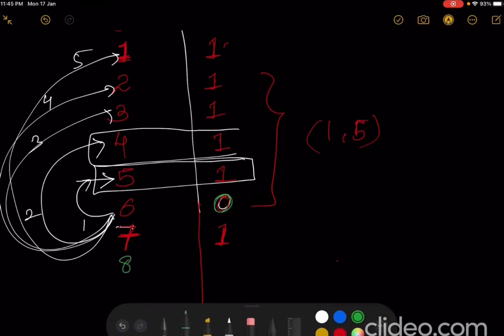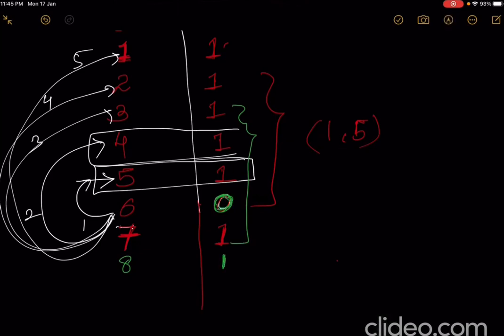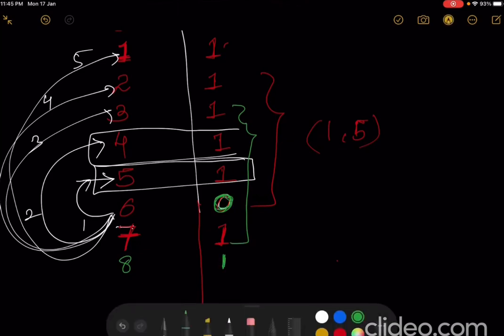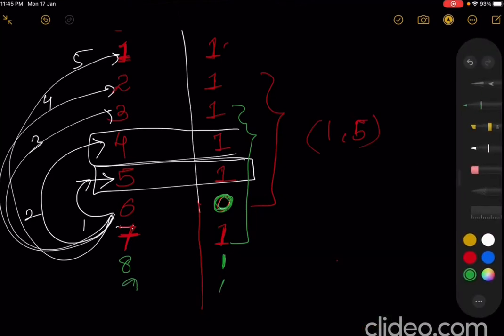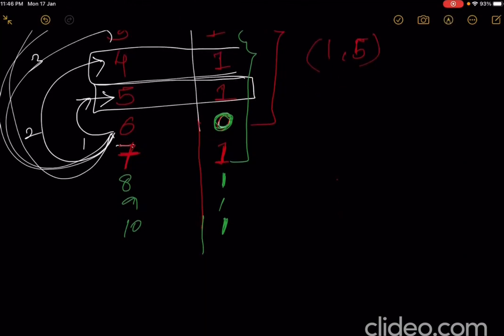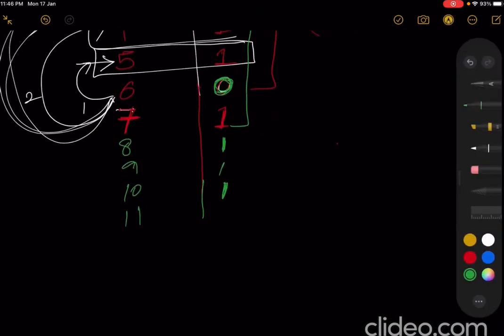Similarly for 8 also, you will consider these previous 5 values. Since it contains a 0, it will again be a 1. Similarly you can just keep on filling, for 9, and then for 10 also it will be 1. For 11 also it will be 1, because you simply check the last 5 values, and there is a 0 over here. But for 12, it will be equal to 0, because all these previous 5 values are all ones.